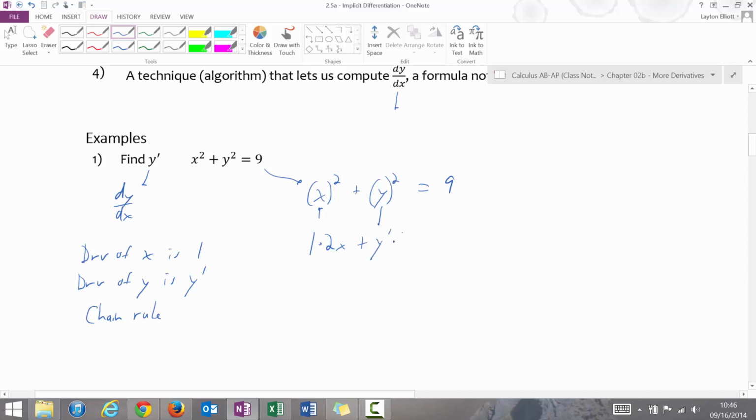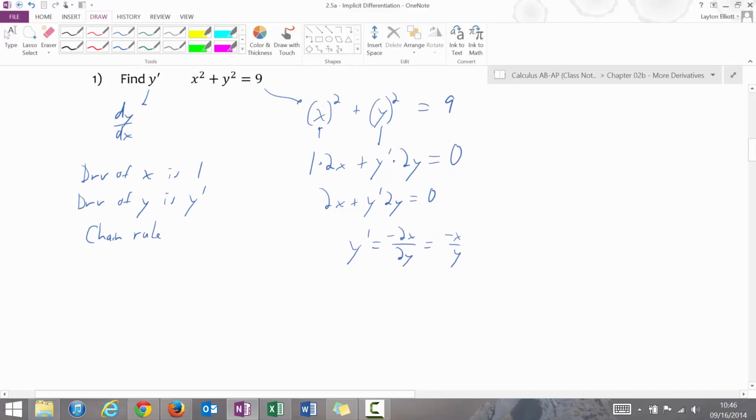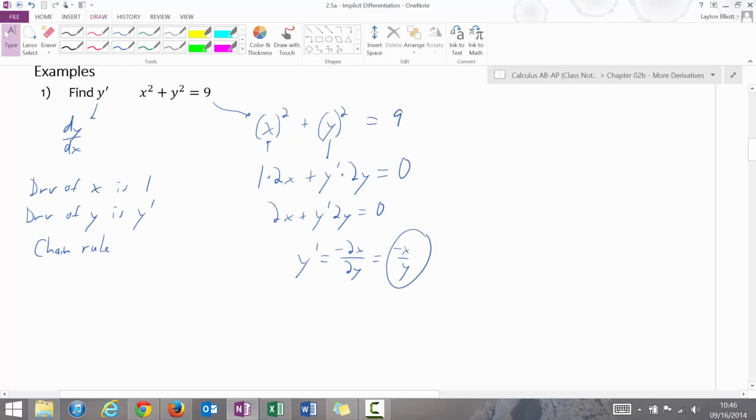And then the derivative of the outer is 2y equals, and then be really careful because the derivative of 9 is just 0. So if I clean that up, I actually have 2x plus y prime 2y is equal to 0. Then you simply solve for y prime. You get y prime is equal to negative 2x over 2y, or negative x over y, and I have it. There's the formula for the slope of the tangent line.